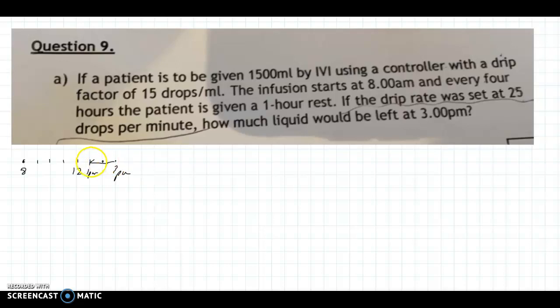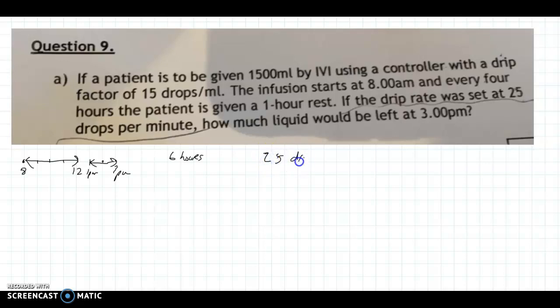So that's 2 hours after the break and 4 hours before the break. There's a total of 6 hours. We're going to be dripping for 6 hours. The drip rate was set at 25 drops per minute, right? So we want to find out how many drops in total.